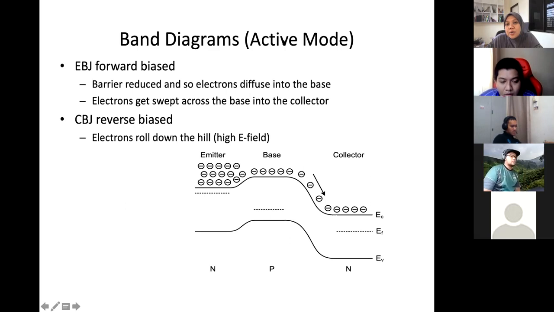Okay, how do we make it in active mode? How do we bias it to be in active mode? Anybody? We put the BE junction into forward mode, and we put the BC junction into reverse bias. So you forward the base to emitter junction and you reverse bias the base to collector junction, right? So that's how you get active mode.